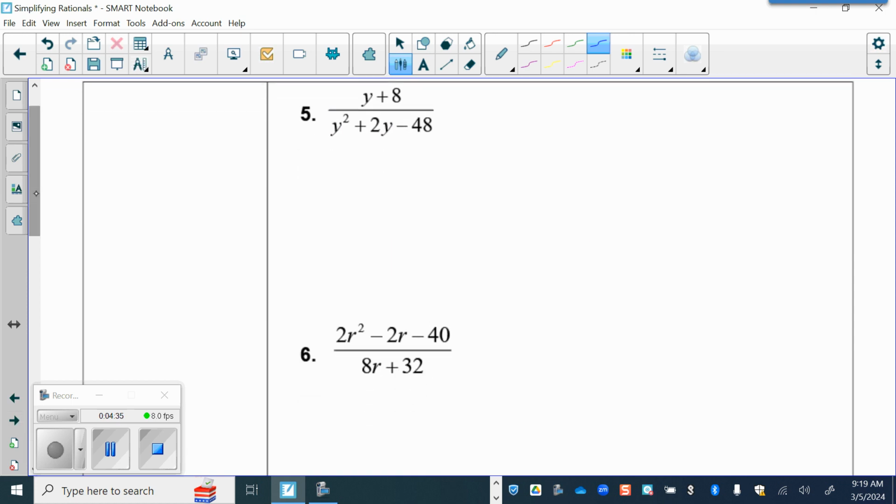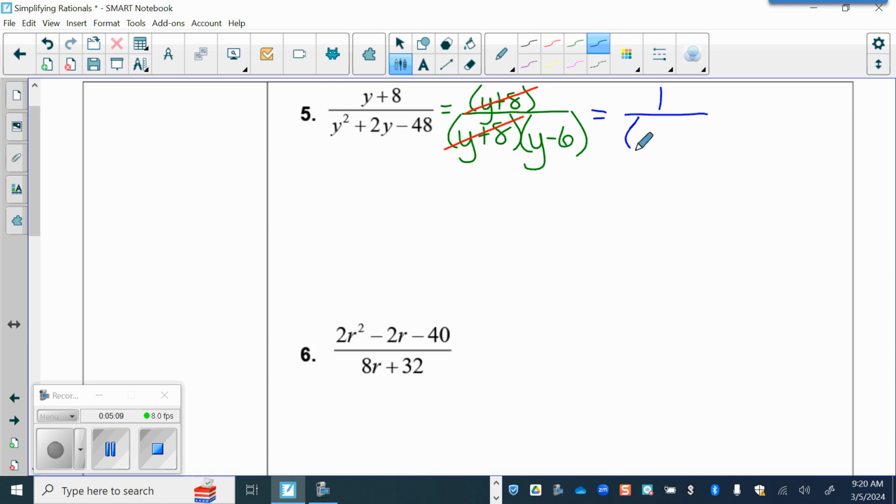All righty. Number 5, that numerator cannot be factored, but I'm going to put parentheses around it to remind myself to keep the y and the 8 together as a couple. Okay, so 48, 8 times 6. I want the 8 to be positive so that I end up with a positive 2. As I look at this, I have y plus 8 in both the numerator and the denominator. The answer here is 1 over y minus 6, right? I eliminated everything from the numerator, but I need a placeholder there. You can't leave it blank. It is still a fraction.